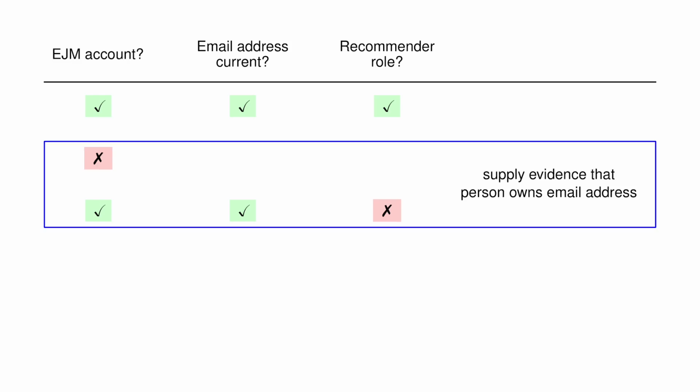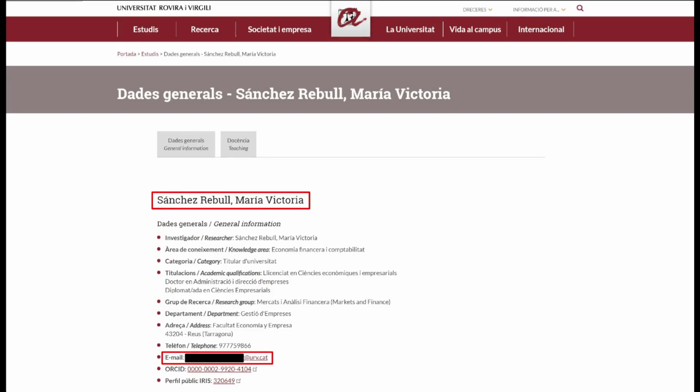In both cases, in order for us to give the person a recommender role, you need to supply publicly available evidence from an official source that a person with that name owns the email address that either you've supplied or is in the account the person created. Most potential recommenders have a profile page at the institution that employs them that contains this information. Here's such a page. I've outlined the name and email address in red.